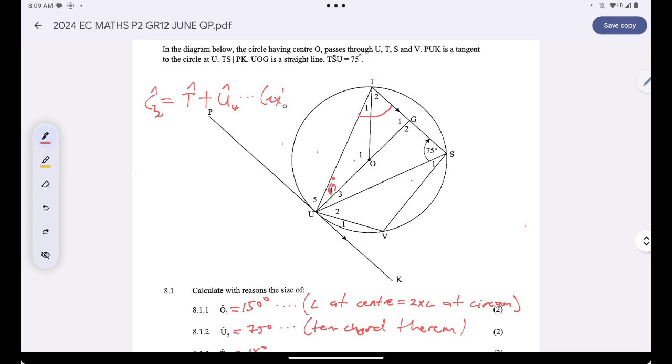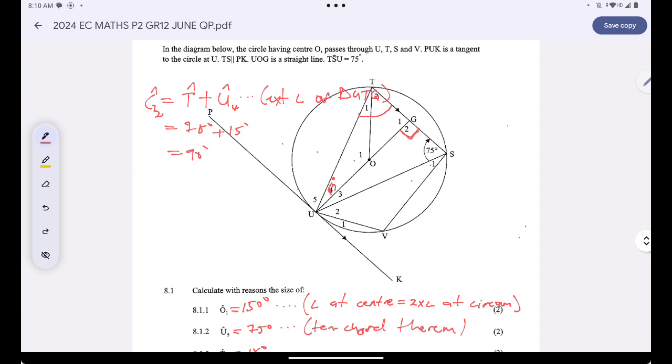This is an exterior angle of triangle UTG. Exterior angle of triangle UTG, right? So T was found to be 75 degrees, U4 is 15 degrees. Simply means that G2 is 90 degrees. Okay.